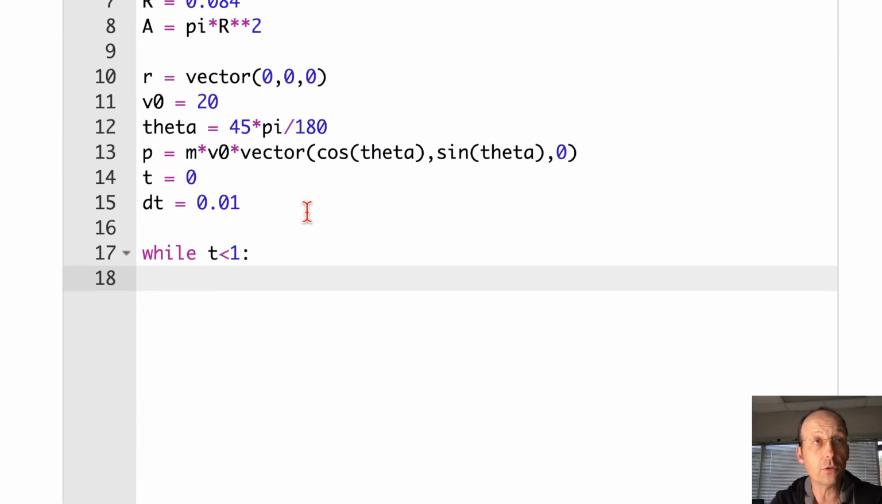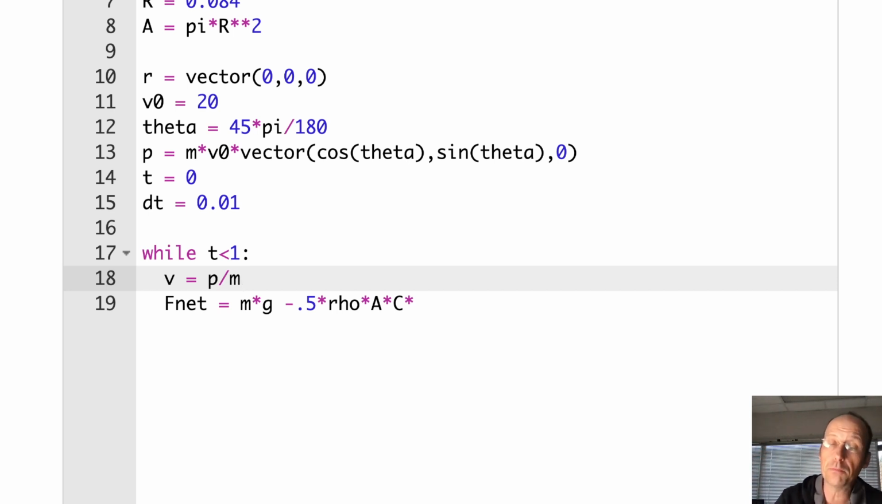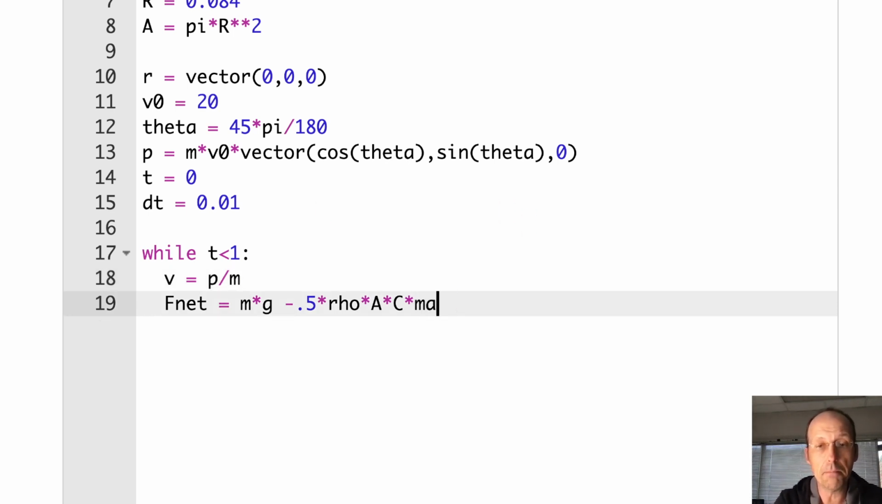So the first thing I want to do is to calculate the net force. So let's just write that as F net is equal to m times g minus 0.5 times rho times A times C times v squared. So v squared is the magnitude of the velocity. Now, let's go up here and say v equals p over m. I like to deal with momentum, but I'm just going to go ahead and calculate the velocity and then use it down here. So this is going to be magnitude of v squared. And then I need to multiply that by the norm of v.